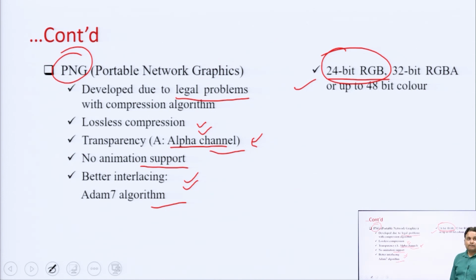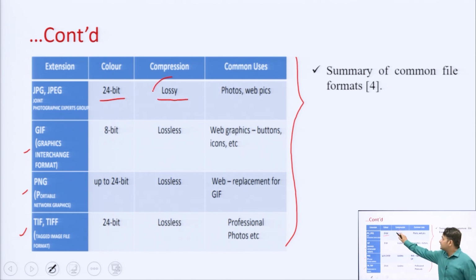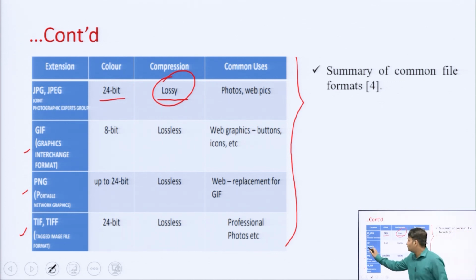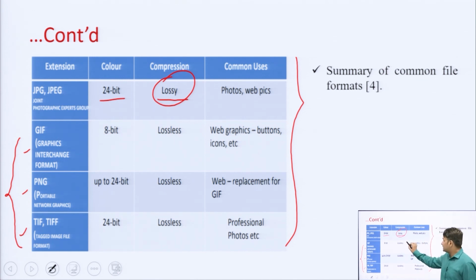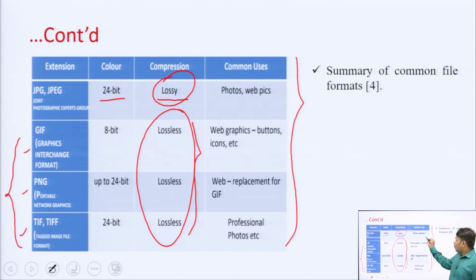Now, in a nutshell, you can take the bitwise comparison of JPG, GIF, PNG and TIF files. Here we are taking 24-bit, and the compression algorithm is lossy for JPG. If you want the complete image, then you can go towards PNG and TIF, which use lossless compression algorithms. For common web graphics, buttons, icons and replacement, and for professional photos, you can use the TIF file only.